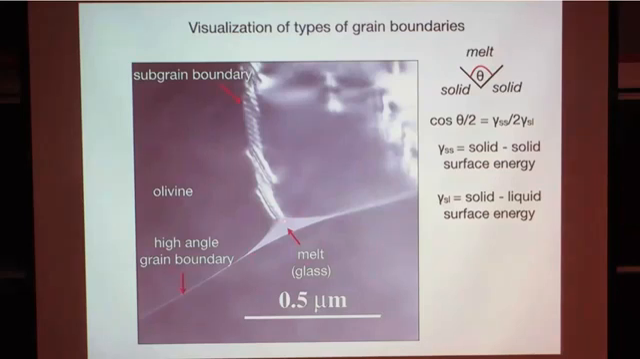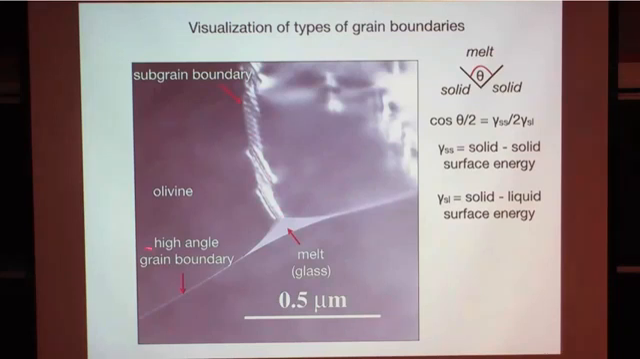And you can see that this dihedral angle, which is a consequence of the force balance at the interface between the melt and the solid crystal, is very large, meaning that the grain boundary or subgrain boundary energy is relatively low. The melt does not want to penetrate it, right? The melt gets expelled from that subgrain boundary.